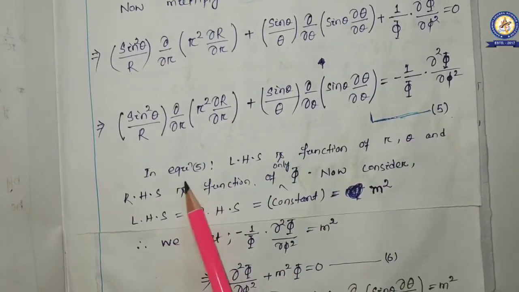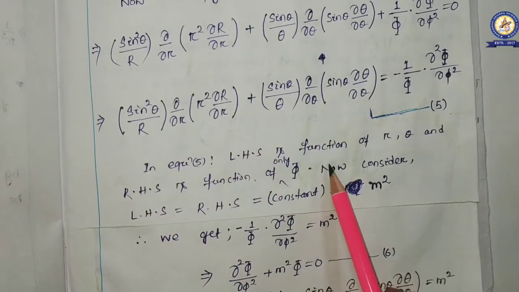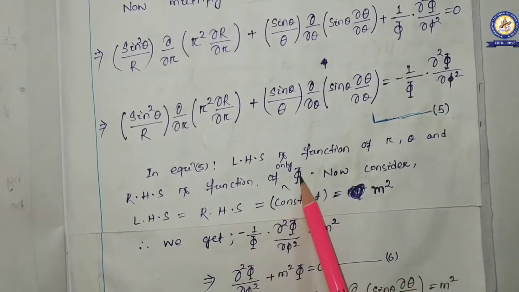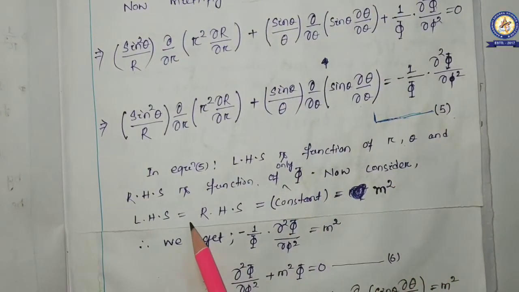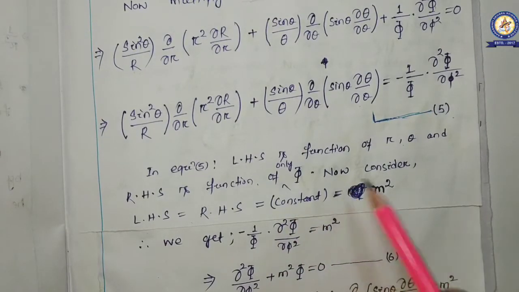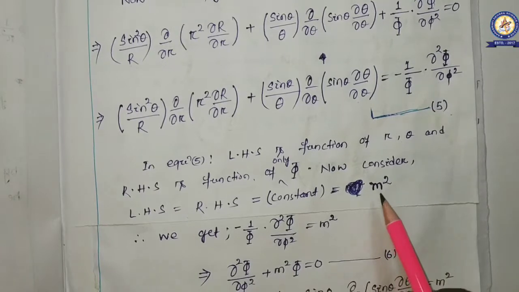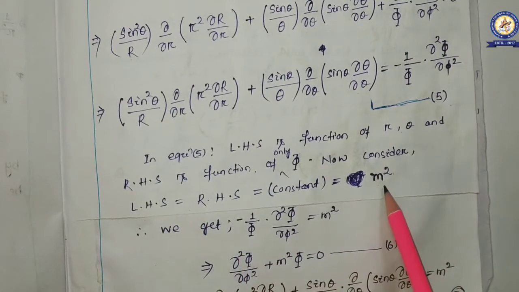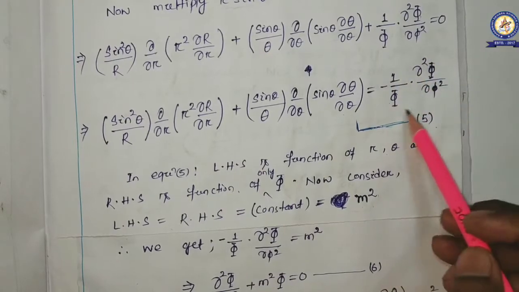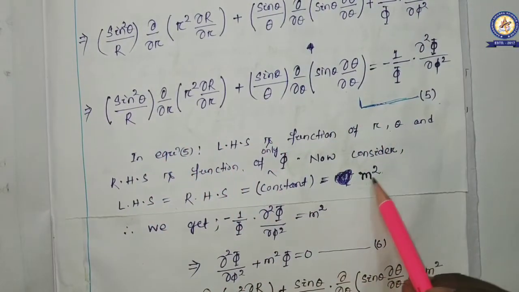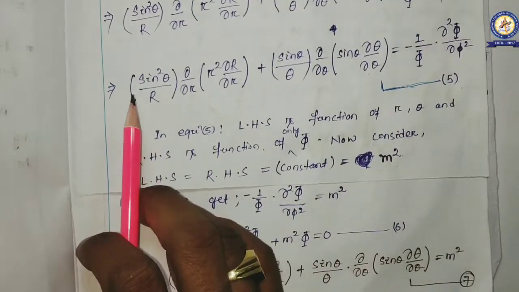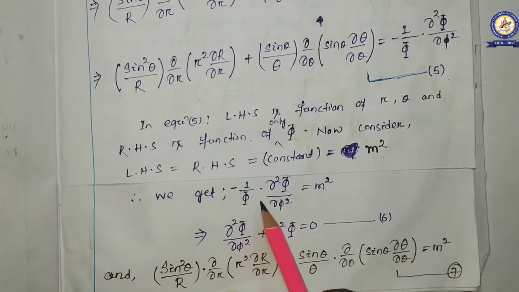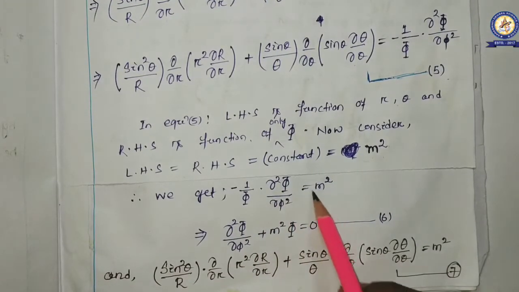So, in equation number 5, the LHS is a function of r and theta, and the RHS is a function of only phi. Now, consider LHS equal to RHS equal to a constant. Suppose that constant is m square, small m square. So, if we consider LHS equal to RHS equal to a constant m square, that means this term will be m square, and this whole will be m square. So we get minus 1 by capital phi into del square capital phi by del phi square equal to m square.